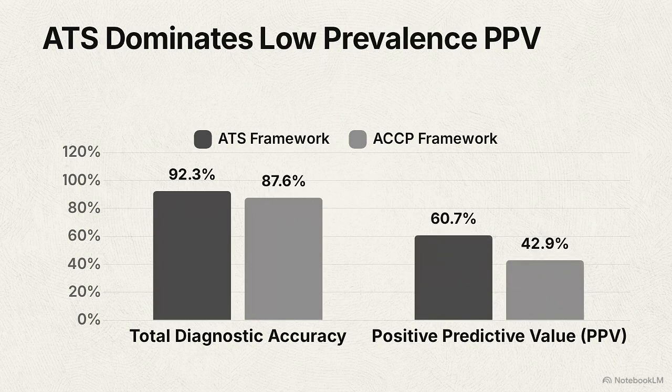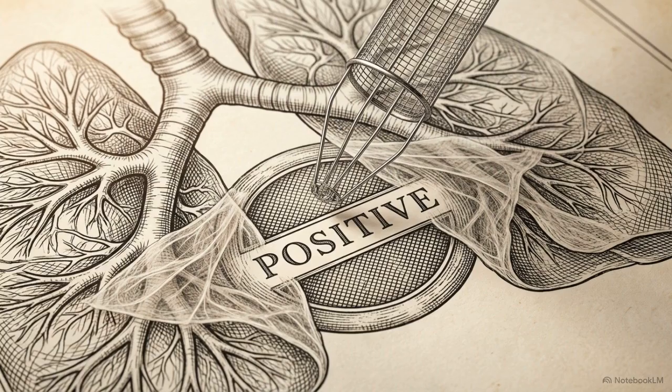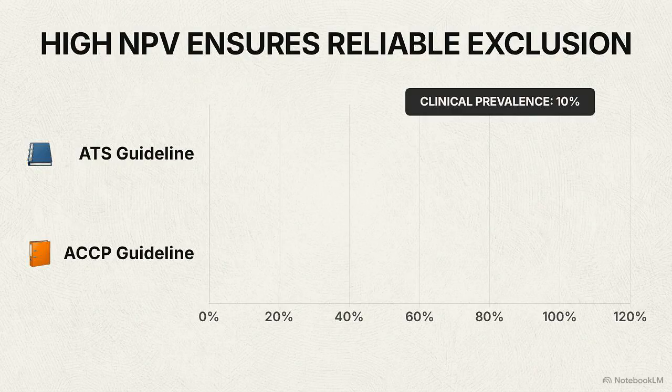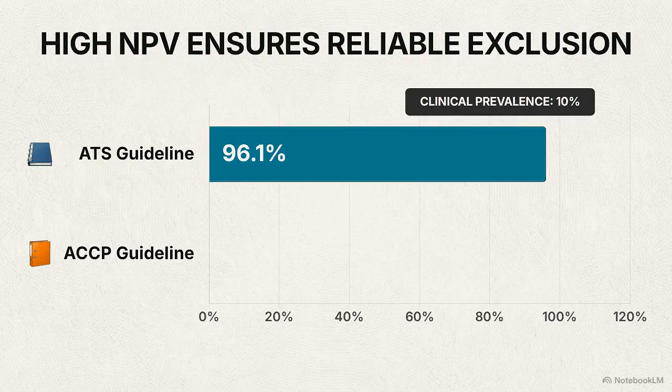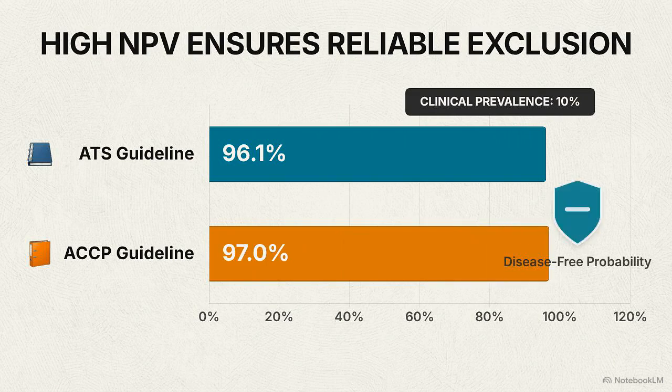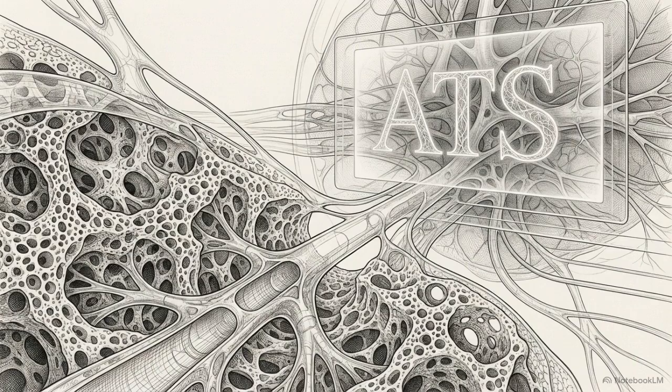PPV measures the probability that a positive test result actually means the disease is present. The ATS achieves a PPV of 60.7%, while the ACCP reaches only 42.9%. When a disease is rare, the statistical danger is a false positive. The strict specificity of the ATS guidelines prevents clinicians from overdiagnosing HP. Meanwhile, both guidelines generate a high negative predictive value, or NPV. NPV is the probability that a negative test result correctly identifies a patient as disease-free. For the average clinic operating in a low-prevalence region, the stricter ATS framework is the mathematically superior choice for diagnostic accuracy.